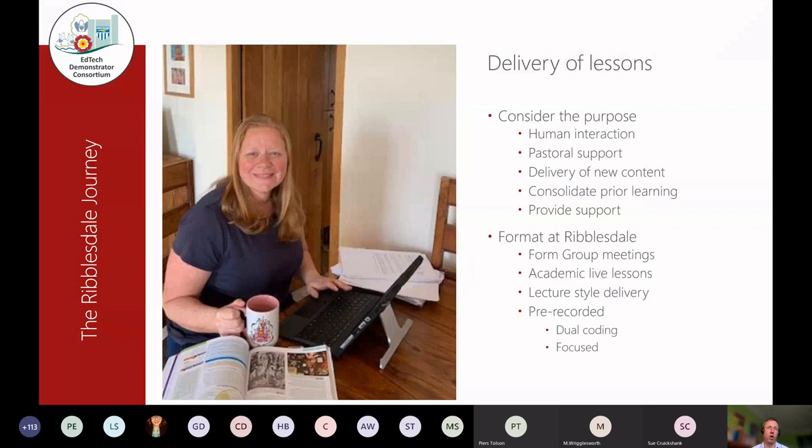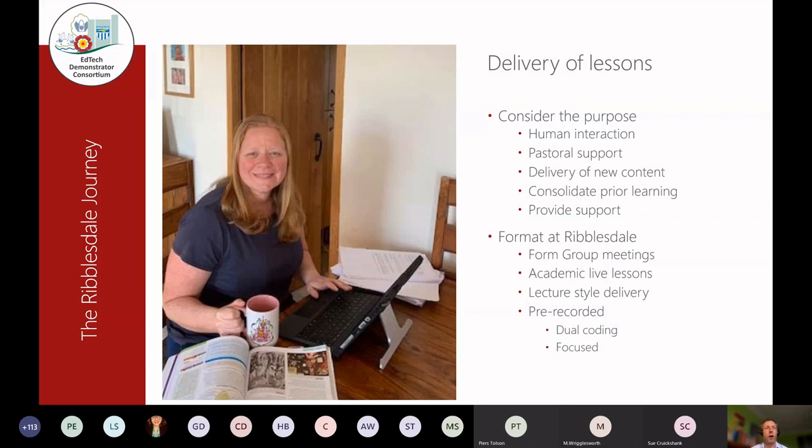Is it around delivery of new content? And that's becoming more to the forefront now. We set off with a view that we were going to consolidate previous and prior learning, but actually now it's about delivering new content. And is it about providing support to young people so that they can move on in their learning journeys to access the next steps? So there isn't one size fits all, is probably what I'm saying, in terms of delivery of lessons and whether they should be live.